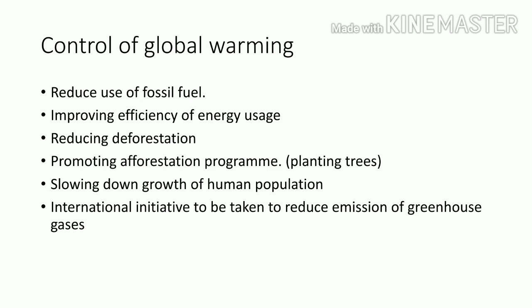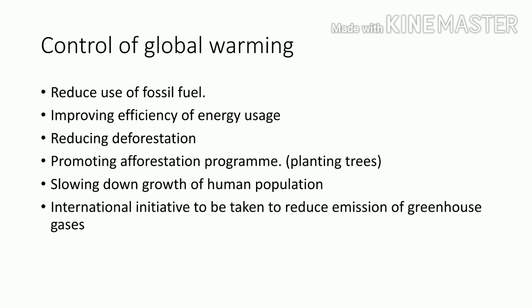Control. How will you control this global warming? Reducing the use of fossil fuel is also a main thing. Improving the efficiency of solar energy usage, we have to improve the efficiency. Reducing deforestation, of course we have to plant trees. Promoting the afforestation program, we have to plant trees. That program has to be done, because in every village, every town, every city, we have to plant trees.